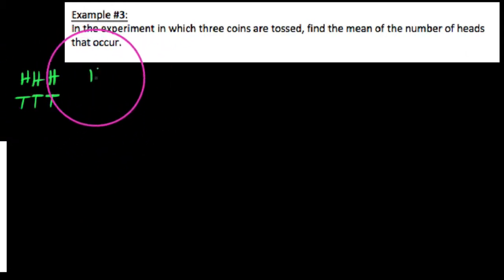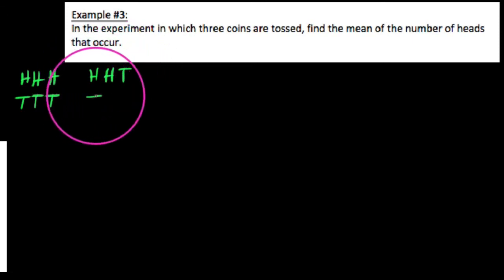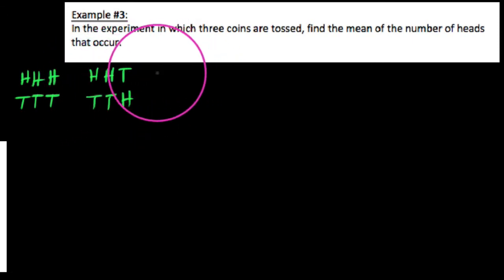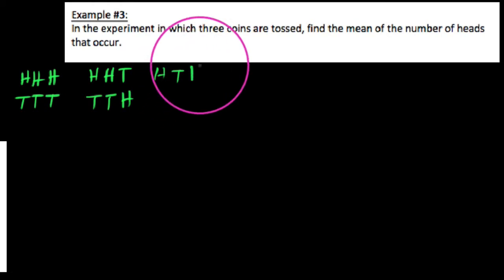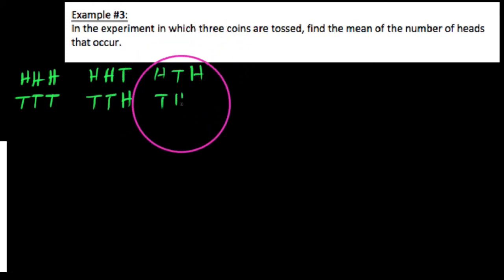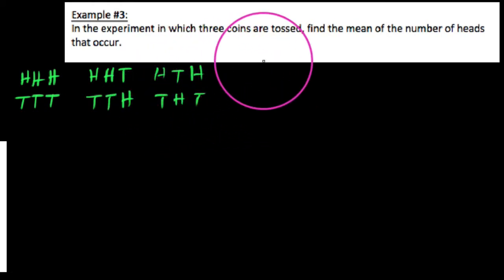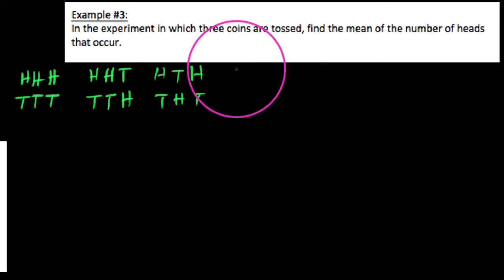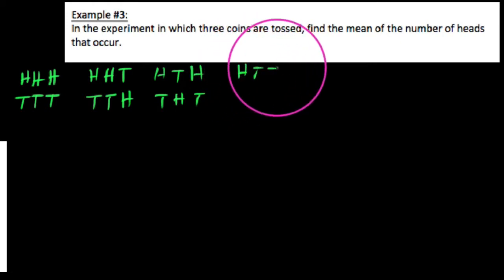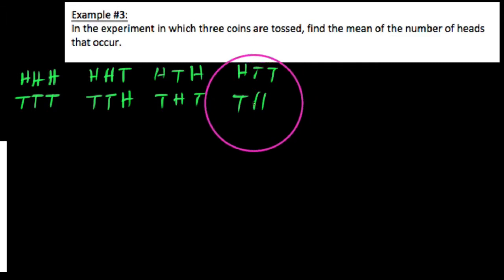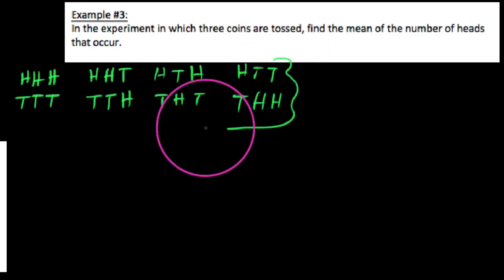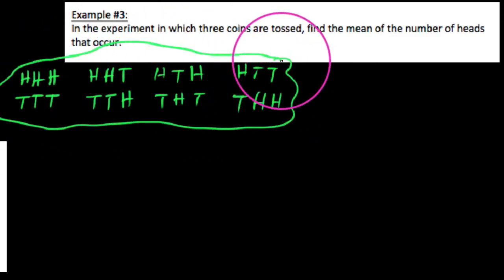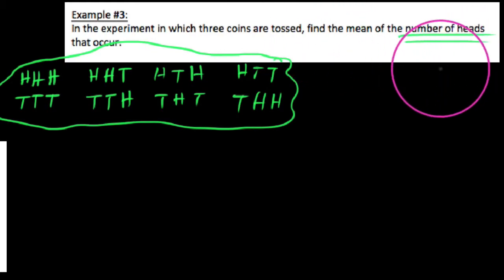There are 8 total. We could get a heads, a tails, and a heads, alternating. How about a heads, tails, heads? We'd also get a tails, heads, tails. And last but not least, we could get just a head and 2 tails, and therefore a tail and 2 heads. So this is our sample space right here. This is all the different possibilities that occur. We want our variable to represent the number of heads that can occur.